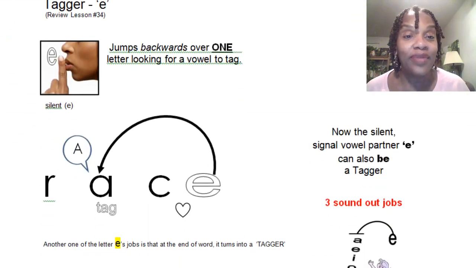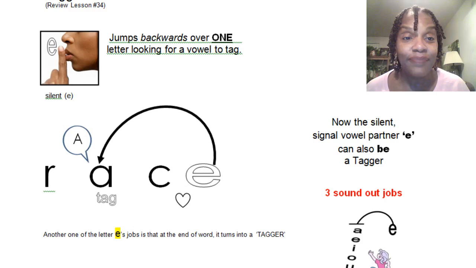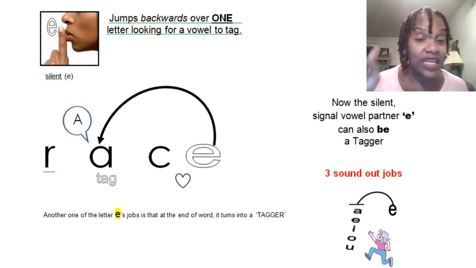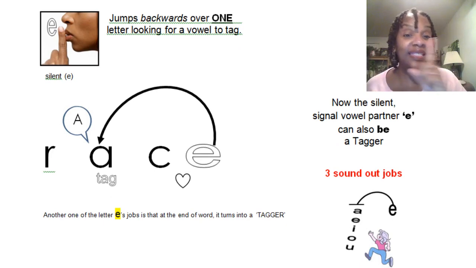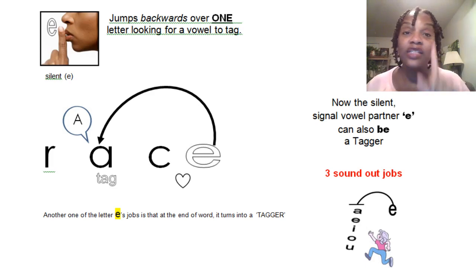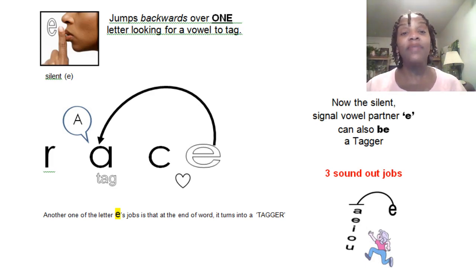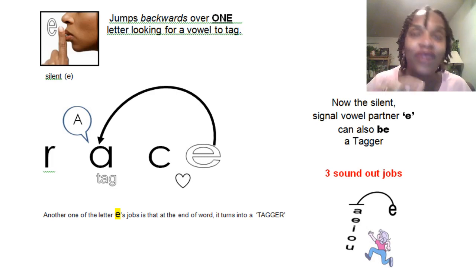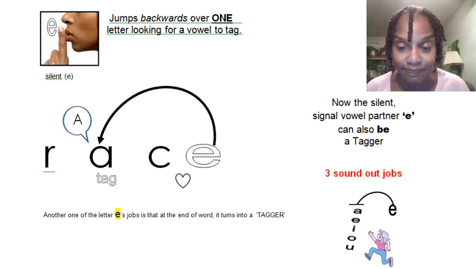Now remember, how about this one? The letter E also turns into a tagger, right? At the end of a word, the letter E is silent, and it can hop over one letter. If it lands on a vowel, it says tag, say your name, right? And by saying its name, when you sound out the word, that means it says its letter name instead of its letter sound. So this particular word, using the sound out clues that I provided for you, can you figure out or can you sound out this word?